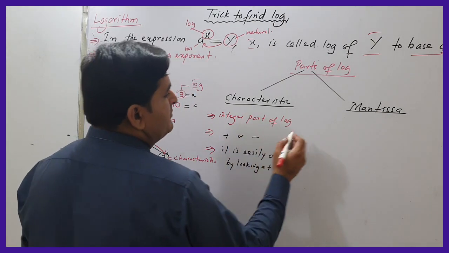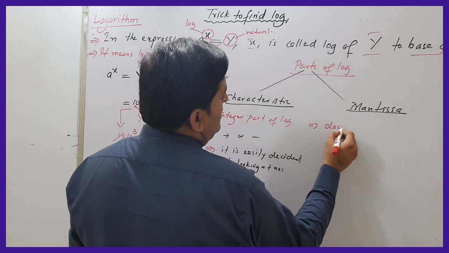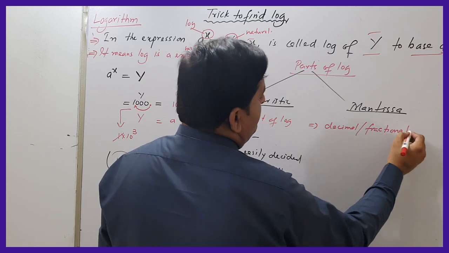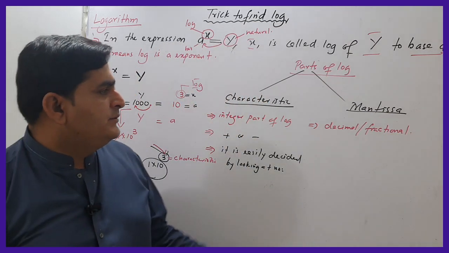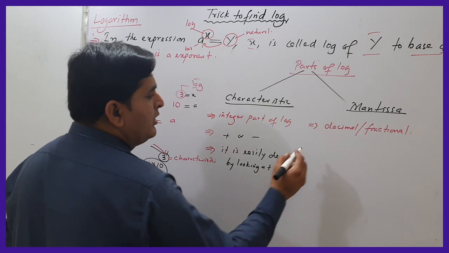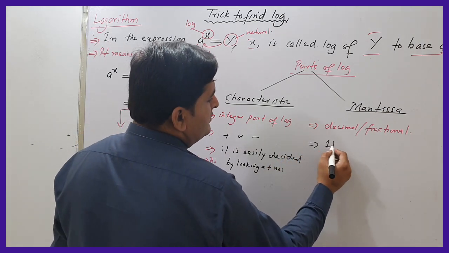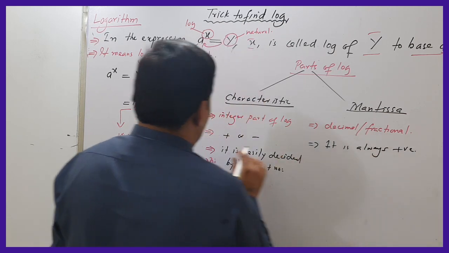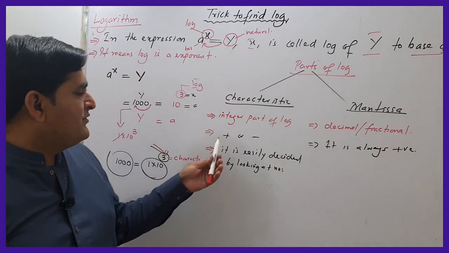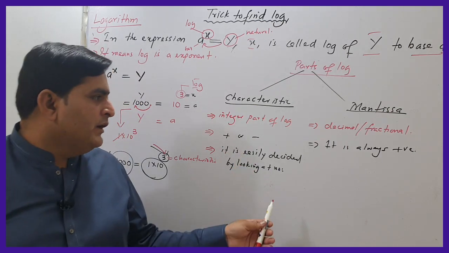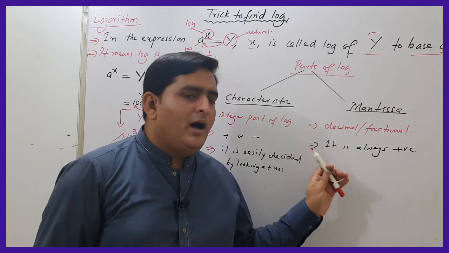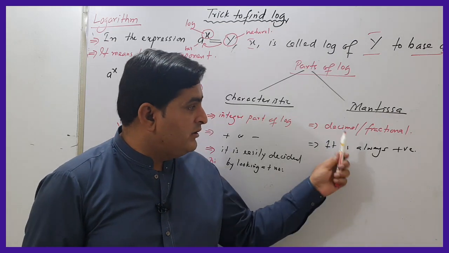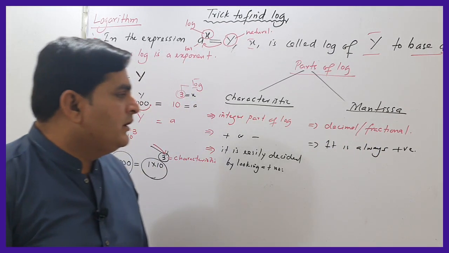What is mantissa? It is the fractional part of logarithm. Characteristic is the integer part, and mantissa is the decimal or fractional part of logarithm. It is always positive. So here we notice that a characteristic may be positive or negative, but mantissa is always positive, and it is the decimal or fractional part of logarithm.